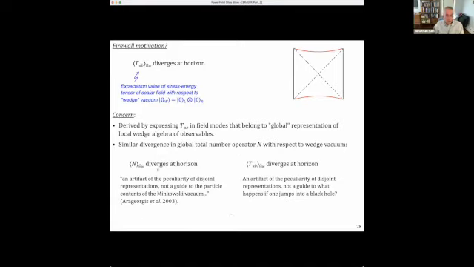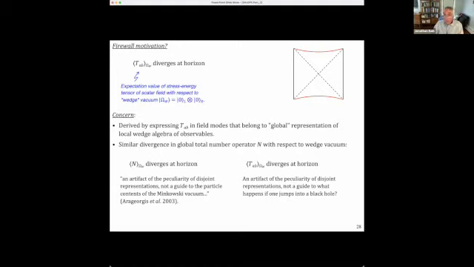And some philosophers of physics claim that this way of deriving this divergence in the global total number operator is, quote, an artifact of the peculiarity of unitarily inequivalent, or even stronger, disjoint representations, and not a guide to the particle contents of the Minkowski vacuum. So we might make a similar statement with respect to the divergence of the stress energy tensor. Perhaps it's just an artifact of the peculiarity of disjoint, unitarily inequivalent representations, and not a guide as to what really happens if you jump into a black hole.